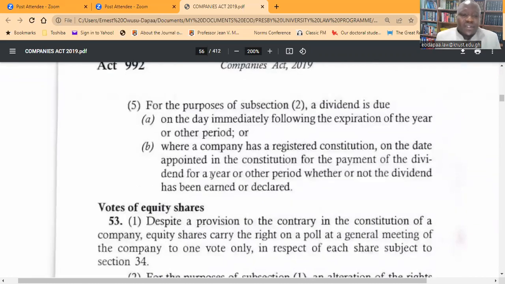We'll be finishing with this section so that we continue on Saturday with the rest of the provisions. So 52.5, for purposes of subsection 2. Now don't forget that 52.2 has already told us that when the dividend of a preference shareholder is in arrears, then regardless of whatever prohibitions the company has in its constitution, the preference shareholder is entitled to attend and vote at meetings. So we want to understand how that provision actually works out, so that we can say that the dividend is in arrears.